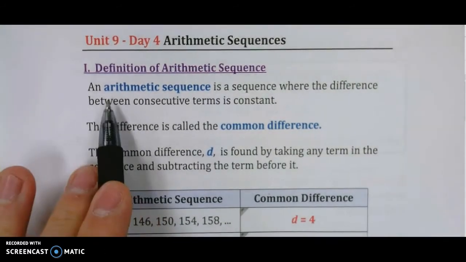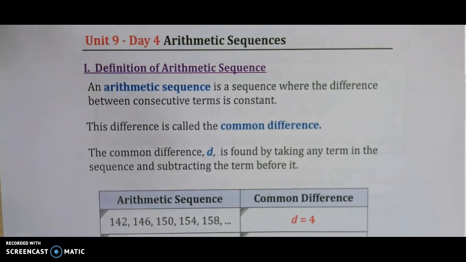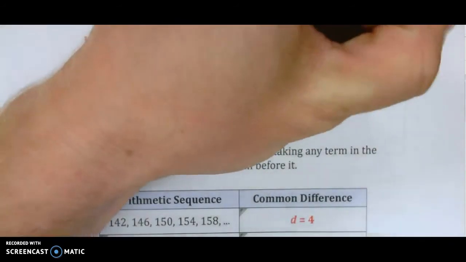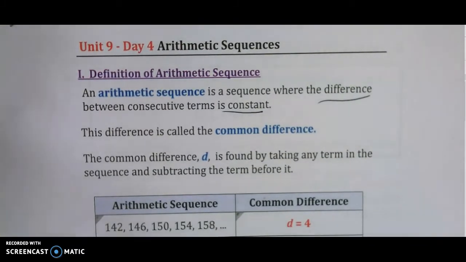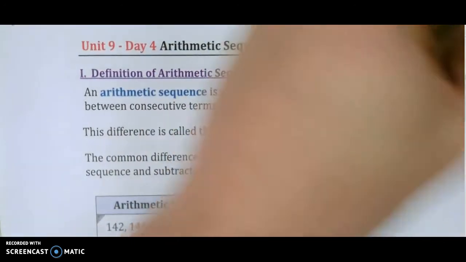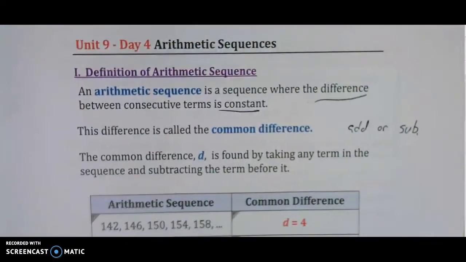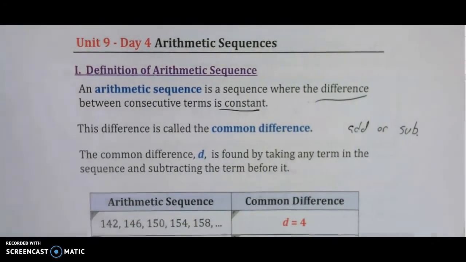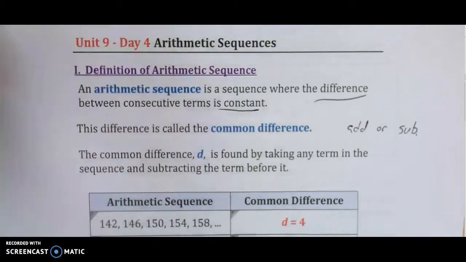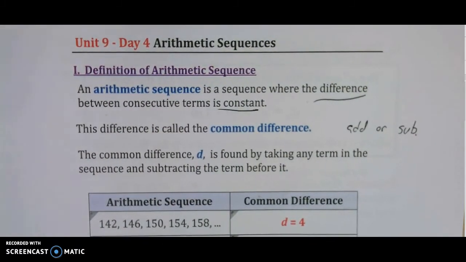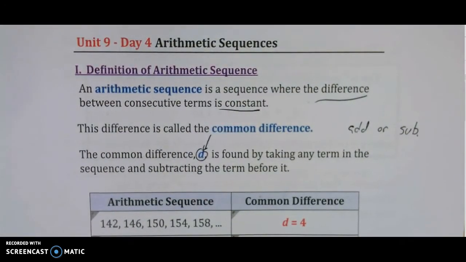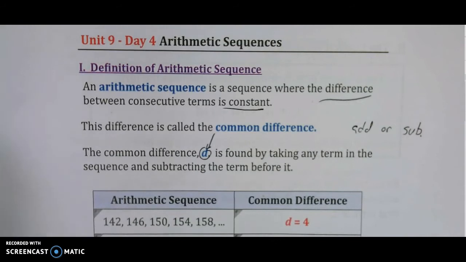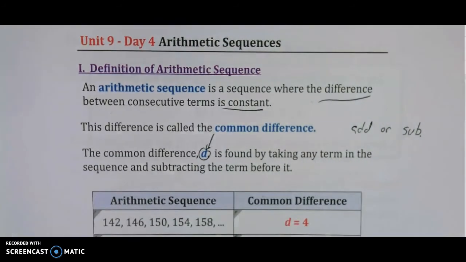All right, so first, an arithmetic sequence is any sequence, so a list of numbers, where the difference between terms is constant. So that means we are either adding or subtracting. This is what's called the common difference. Whatever quantity you are subtracting or adding from each term to get to the next is called your common difference, and we use the letter d to determine that. d, or the common difference, is found by taking any term and subtracting the term before it.